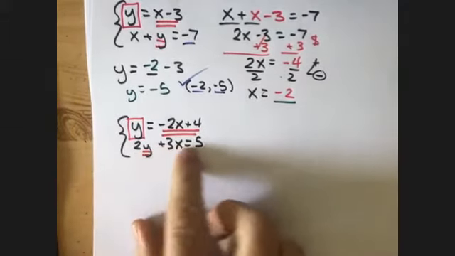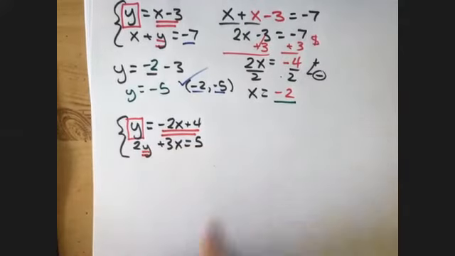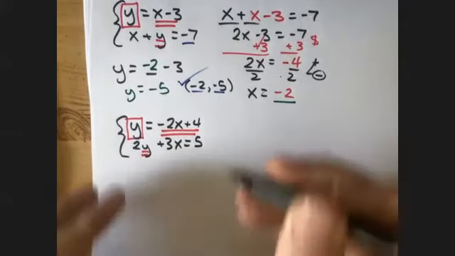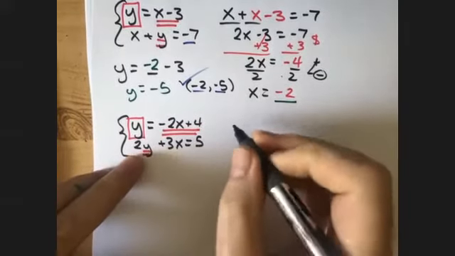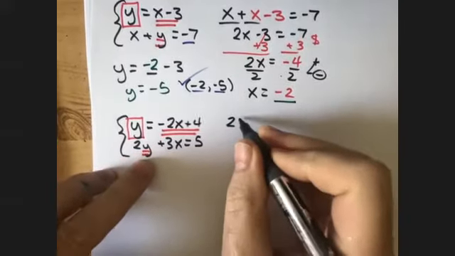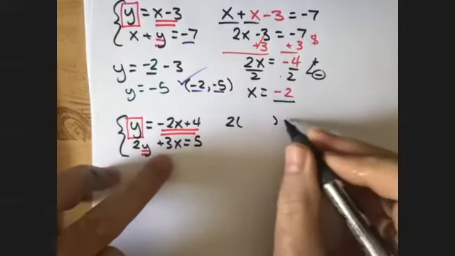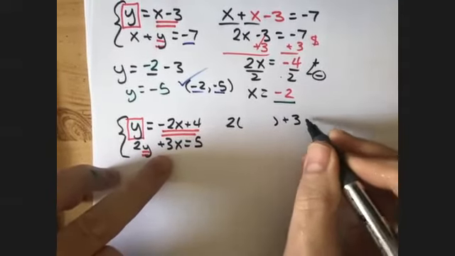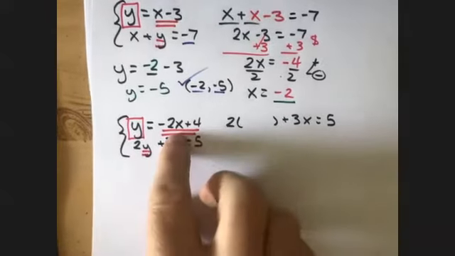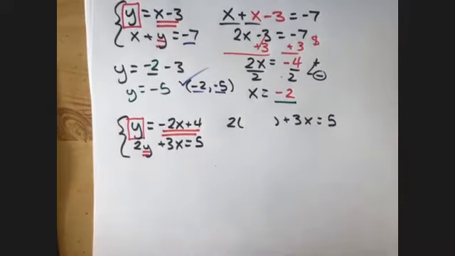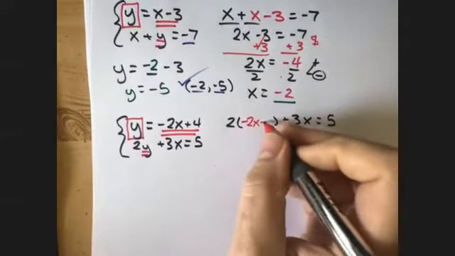So what I'm going to do is write the entire equation out, but I'm going to open up the y and make parentheses big enough to fit this. So I'm going to write the 2 first, instead of y, big parentheses, plus 3x equals 5. Now that I've done that, I plug this into there: negative 2x plus 4.